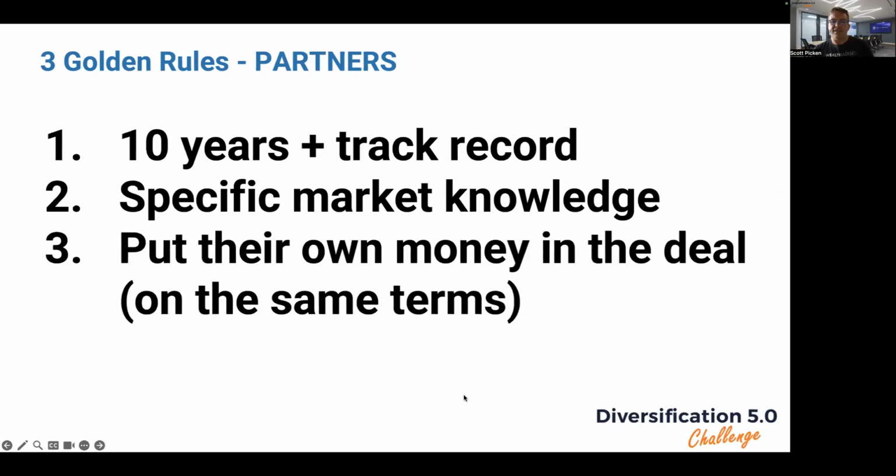And the last one is that they put their own money into the deal, on the same terms. So a better word to explain this is alignment. And if you take alignment, let me give you some simple examples. If you have a husband and wife and they get married, and one is marrying for money and the other is marrying for love, do you think it's going to work?